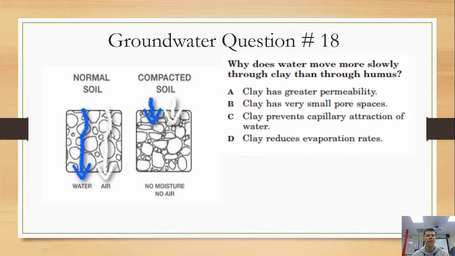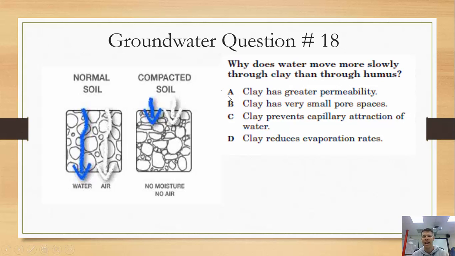Okay, the illustration on the left here shows how water and air can travel through normal soil. And remember, normal topsoil is not very compacted. It's got lots of porous space for water and air to travel through, particularly oxygen. But if we have really compacted soil made of smaller clay-sized particles, water and air have a very difficult time traveling through it. So why does that happen? Why does water move more slowly through clay than through humus? And remember, that's because clay is much more tightly packed.